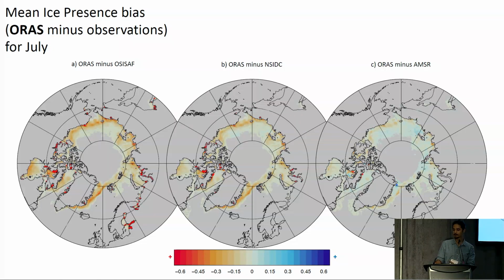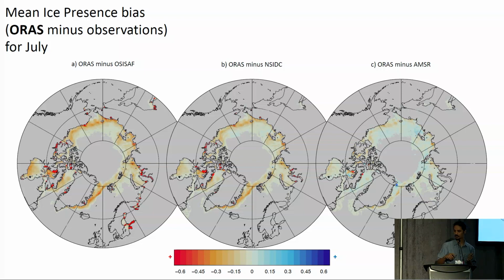If we look at the ice presence bias, here we're looking at the mean for July. We're just comparing July because it's the month with the highest mismatch. We see that ORS5 minus OCSAF and minus NSIDC shows a very strong negative bias, especially around the coastal regions. When we compare against AMSR, we don't see the same strength in the bias. So this is a little interesting.